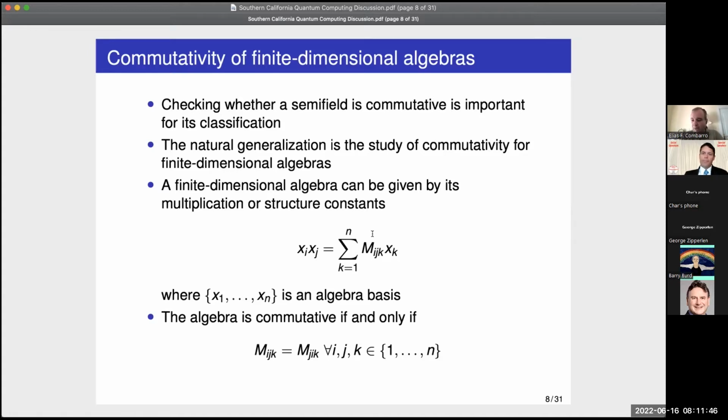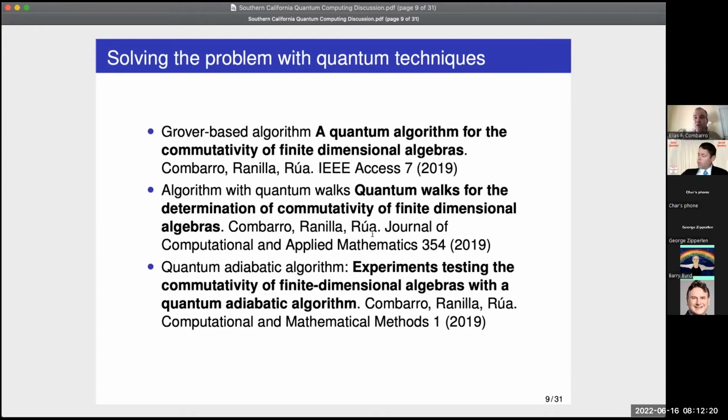And we realized that, well, this was a problem that was kind of suitable for the kind of algorithms that quantum computers can speed up over classical methods. So we rewrote the problem of checking whether a semifield was commutative or not as a search problem. And then you know that for search problems, you have many different quantum algorithms. You have, for instance, Grover's algorithm, you have quantum walks, you can even do this with quantum adiabatic computing. And we started trying to obtain this quadratic speed up that these algorithms offer for our particular problem.